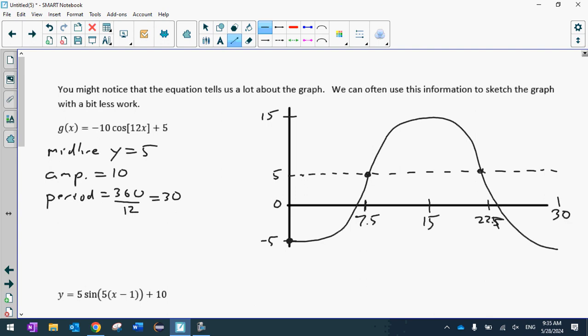Your key points will be every 30 divided by 4, which is 7.5. Remember, 5 key points split a graph into 4 sections. And that's what we have here. We actually have found the 5 key points, but we have not used mapping notation to do that. We just use the amplitude, the period, the fact that it's upside down cosine.